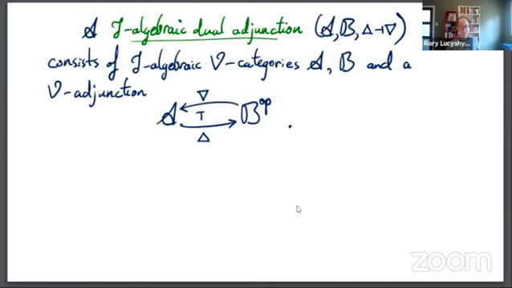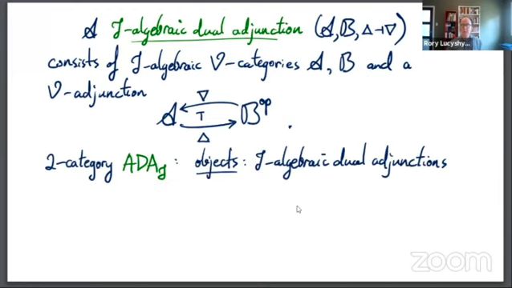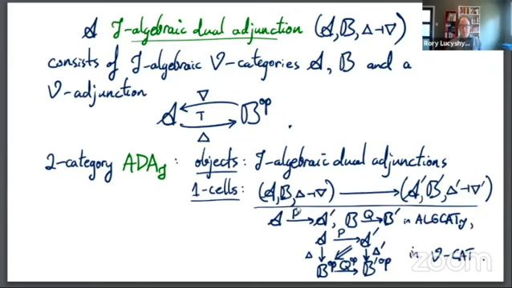And we'll use this notation. And what we'll do is form a 2 category whose objects are J-algebraic dual adjunctions. We'll write this as ADA sub J, the 2 category of J-algebraic dual adjunctions. And in there, the one cells can be described in the following way.